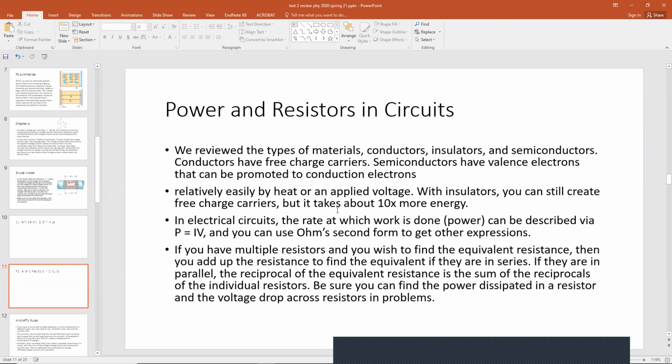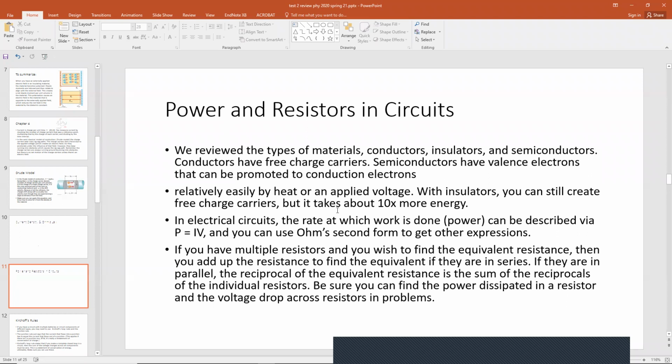Now, if you have an ohmic material in electrical circuits, the rate at which work is done, power, can be described by the equation power is equal to the current times the voltage. Then you can use Ohm's law, second form, V is equal to IR, to get that power equation in different forms. P is equal to I squared R, P is equal to V squared over R, for example.